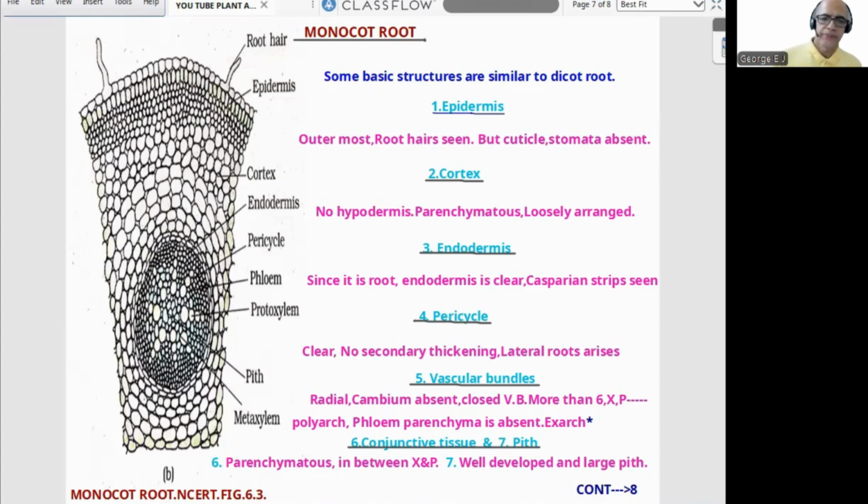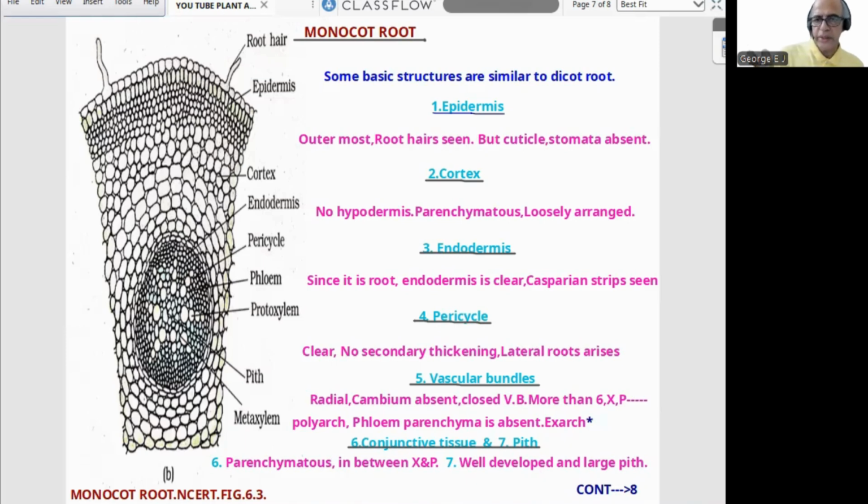Second is cortex. Cortex, here also no hypodermis. It is parenchymatous, loosely arranged, just like previous case. Next is endodermis. Since it is root, endodermis is very clear. Casparian strip is in all that what we studied previously. Now pericycle, that also clear. No secondary thickening in monocots. So lateral roots arise.